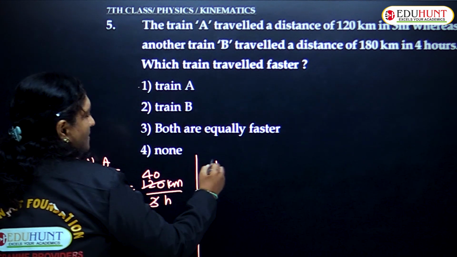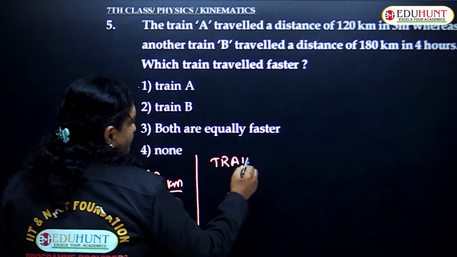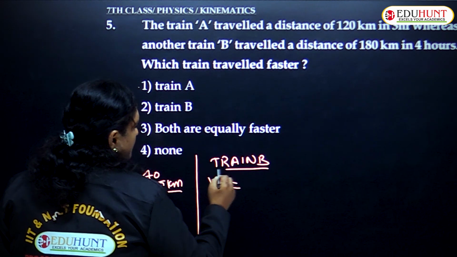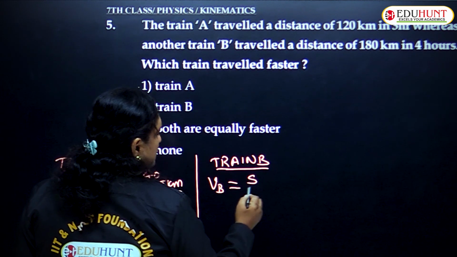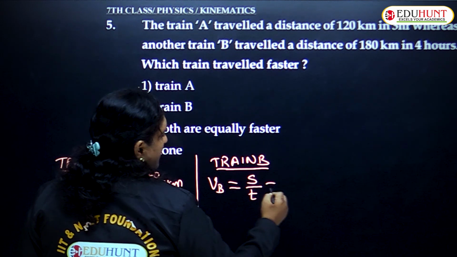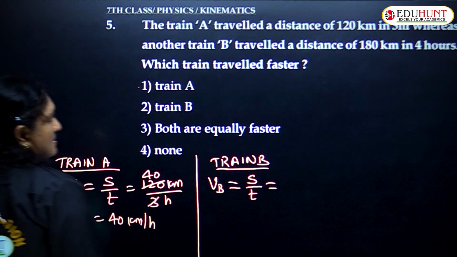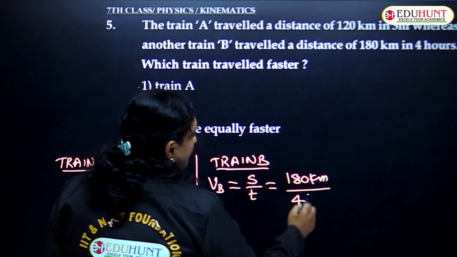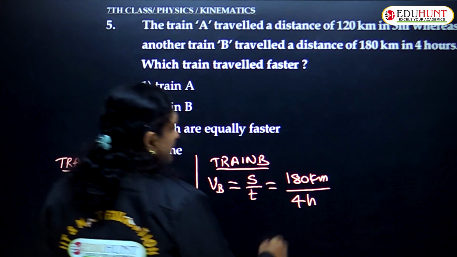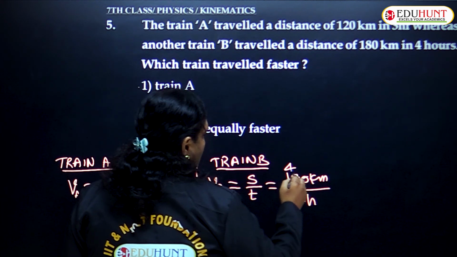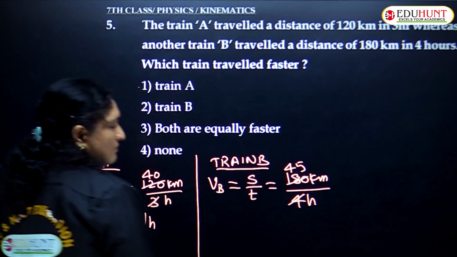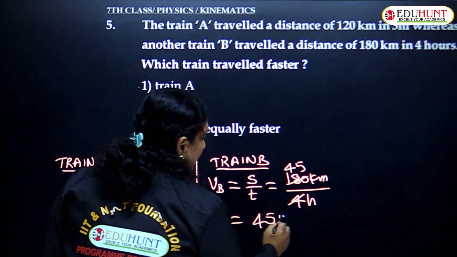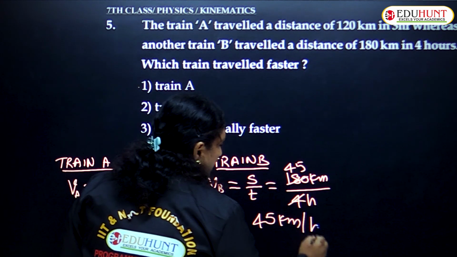Now coming to train B. For train B, speed of B equals again distance travelled by B over the time taken by B. How much distance has B covered? 180 kilometers in what time? 4 hours. Now further simplification gives 45. Hence, the speed of B is found to be 45 kilometers per hour.